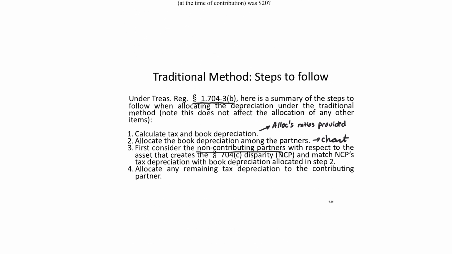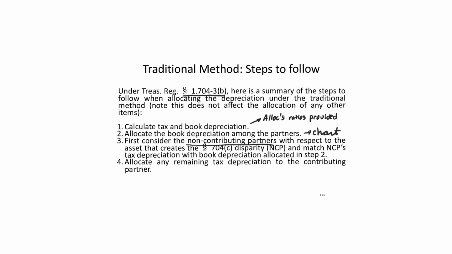So step 3 of the traditional method is to first consider the non-contributing partner with respect to the assets that create the 704(c) disparity and match the non-contributing partner's tax depreciation with book depreciation. So you basically give them the amount that they allocated for book. So we go ahead and we put that in the chart for tax. We do the tax depreciation in the chart for the non-contributing partner. Then whatever's left over, any remaining, goes to the contributing partner, in that order, on the chart for tax purposes.